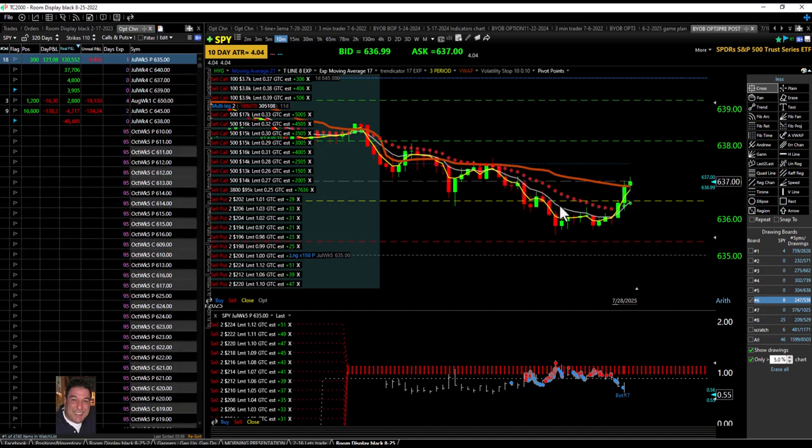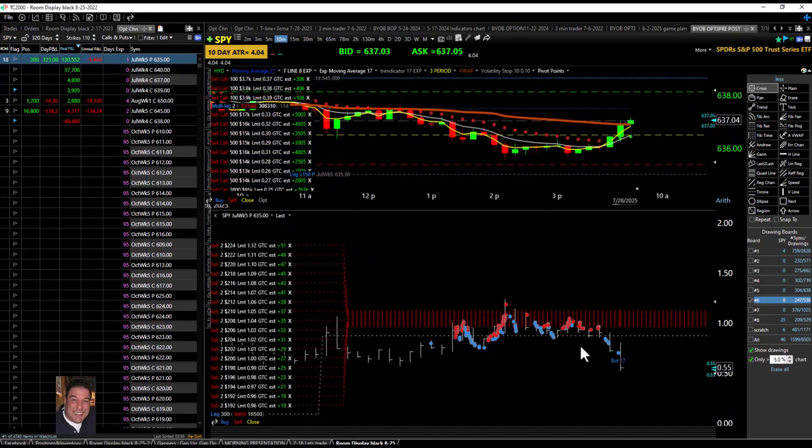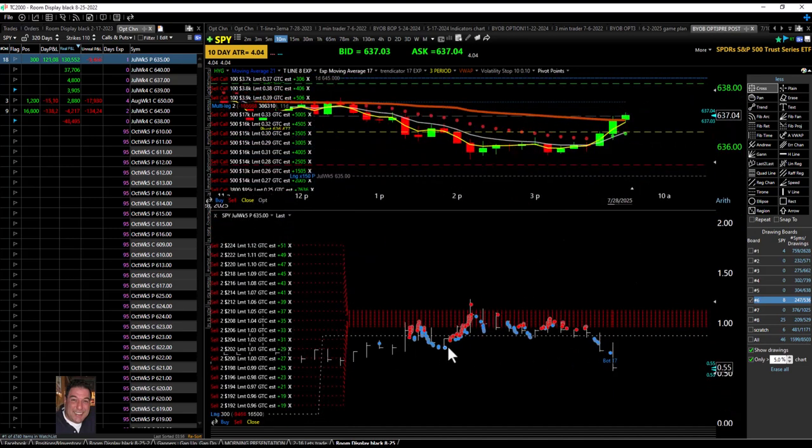Okay, so we had a 10-minute downtrend. As long as that trend was intact, I'm looking at my 10-minute candles, and I'm buying the lows and selling the highs. You can see I sold a pile of them up there to capture about $86,000 right there.